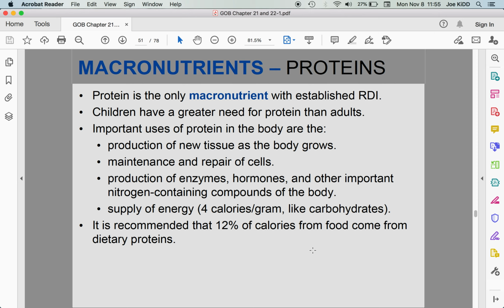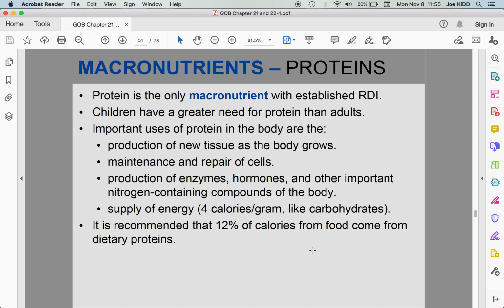It is also a building block needed for the maintenance and repair of cells. So if you are someone who is doing a lot of working out, weightlifting, weight training, things like that, you require protein as well to build the muscles that you have broken down and continue to grow. It's also crucial to things like production of enzymes, hormones, basically all the regulators in our body.